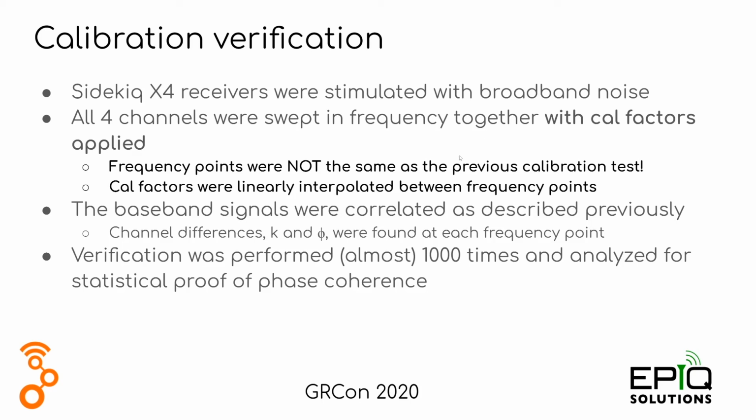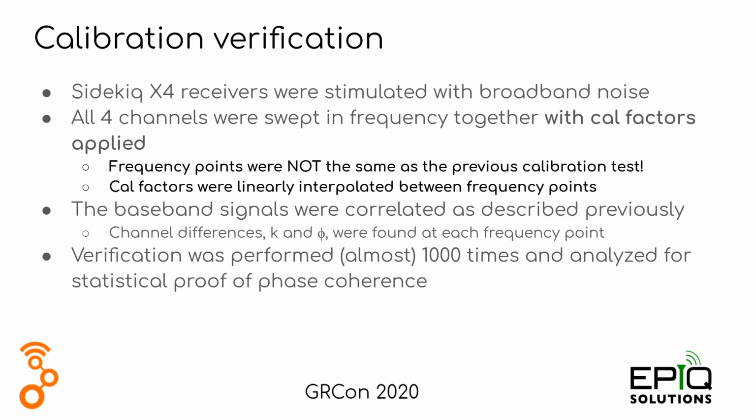So we did this again. We ran it almost 1,000 times. I think it's like 950. And this time we chose frequencies that weren't actually on the frequency cal points, so we forced our algorithm to interpolate between frequency points. And so theoretically, it should come back down to 0.